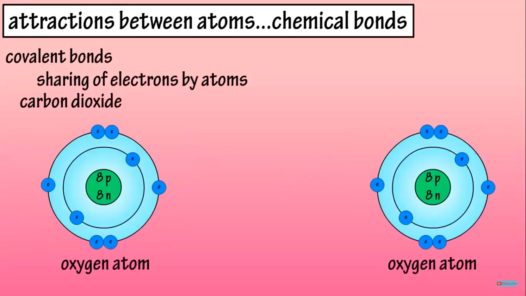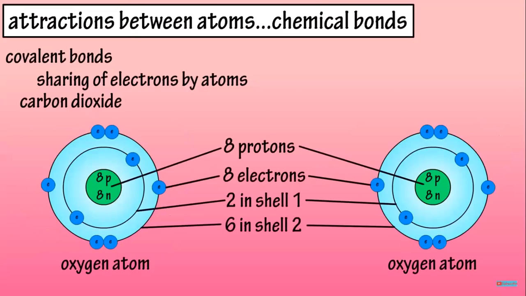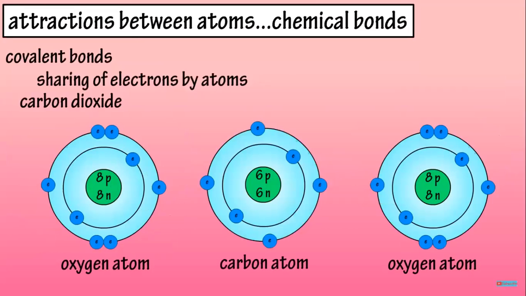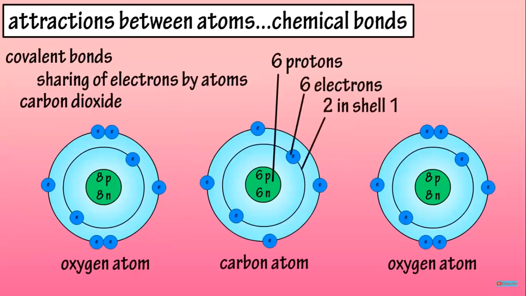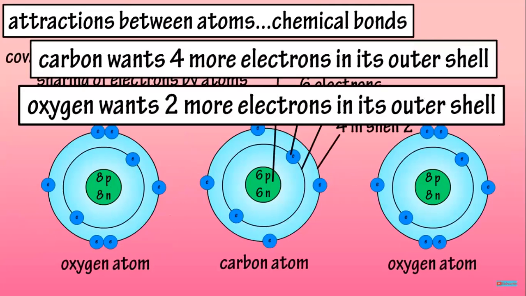Oxygen has an atomic number of 8, so 8 protons and 8 electrons, 2 electrons in its inner shell and 6 in its outer shell. So oxygen atoms want 2 more electrons for their outer shell. Carbon has an atomic number of 6, 6 protons and 6 electrons, 2 in the inner shell and 4 in the outer shell. So it wants 4 more electrons for its outer shell. These fellows can make each other happy by sharing what they have.